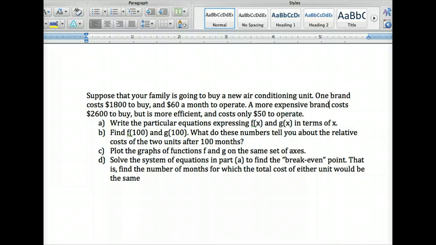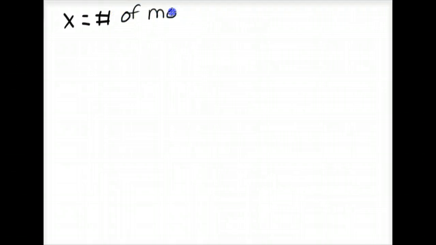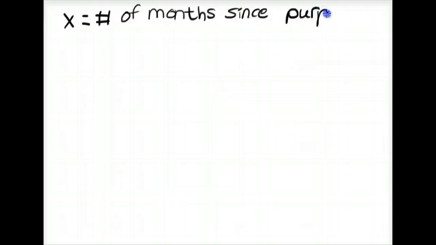So part A wants us to write the particular equations expressing f of x and g of x in terms of x. So the first thing that we're going to want to establish is that we're going to let x equal the number of months since you purchased the unit. The reason for that is that both of these products and their costs, which is what we're basically solving for, is going to depend on the amount of time since you purchased the unit.